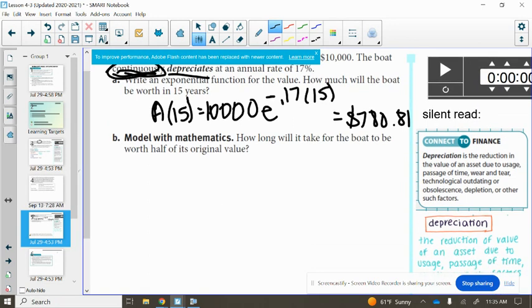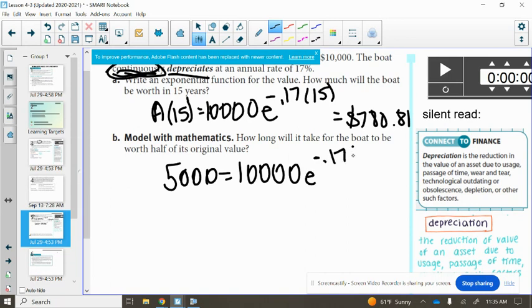Now, how long is it going to take for the boat to reach half of its value? Well, we have 5,000 as the amount we're looking for. And then we have 10,000 was that initial cost. So if we divide this side by 10,000, the left-hand side becomes 1/2.